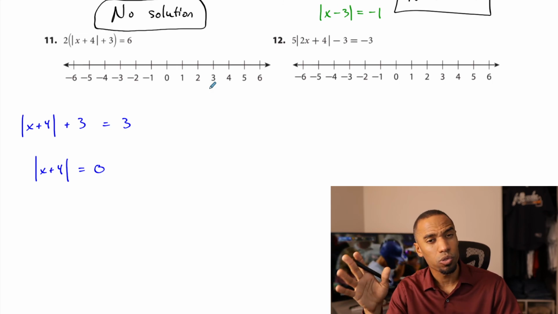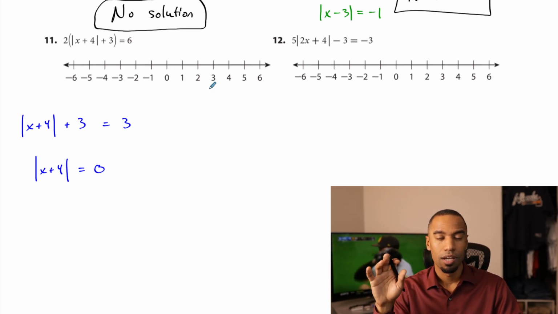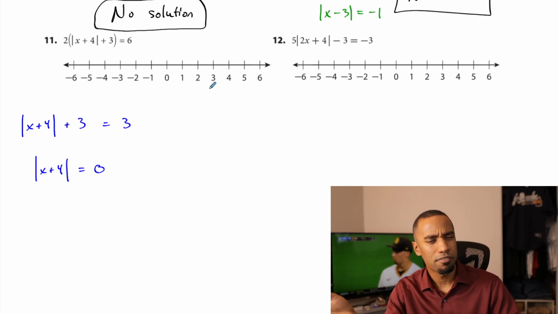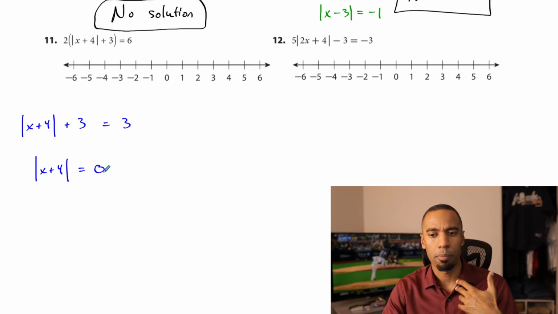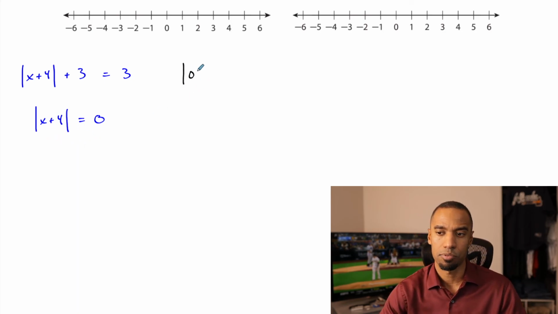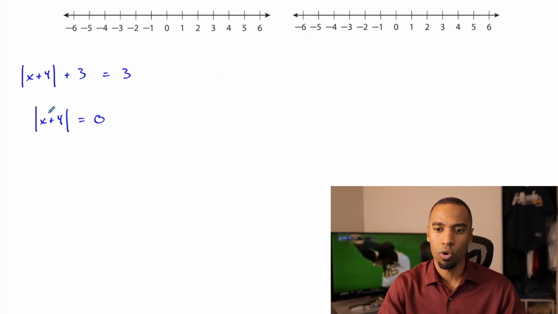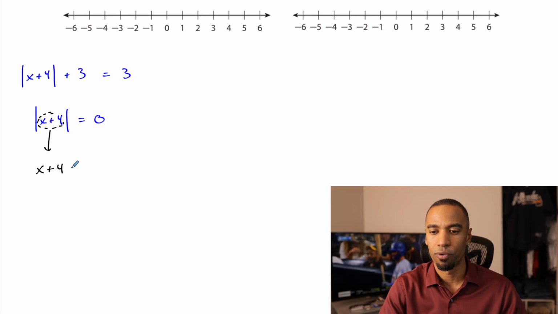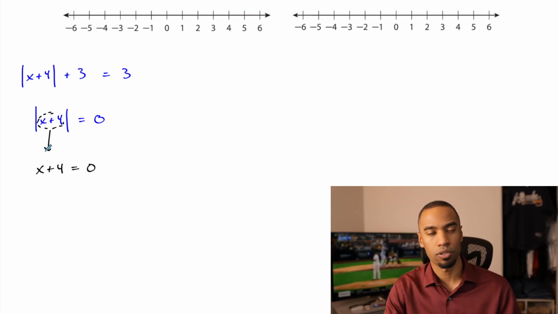Is there no solution? No, there isn't. There's a solution. But are there two solutions? Is this positive 0 or negative 0? Do we have to get these alternate signs? No, 0 is neither a positive nor negative number. It kind of just is. We can take its absolute value, though. The absolute value of 0 is indeed 0. So that means the x plus 4 quantity inside here could have very well just been 0. x plus 4 equals 0. No or. This is the only option.